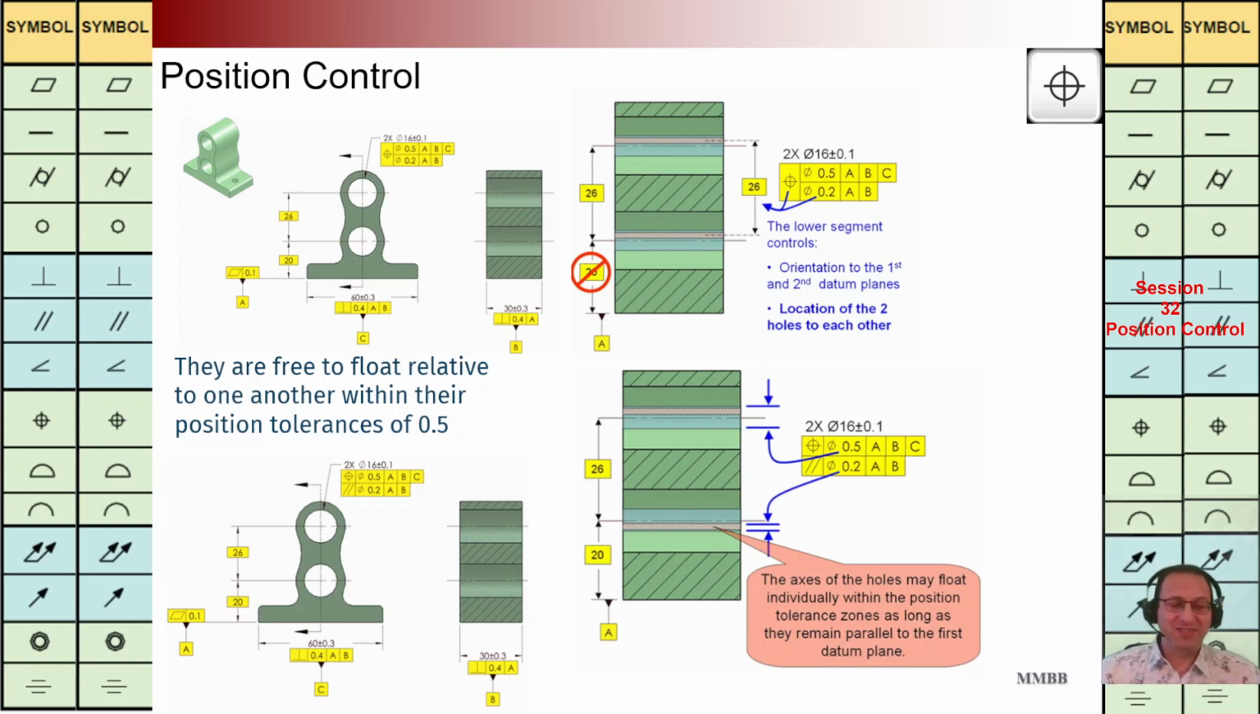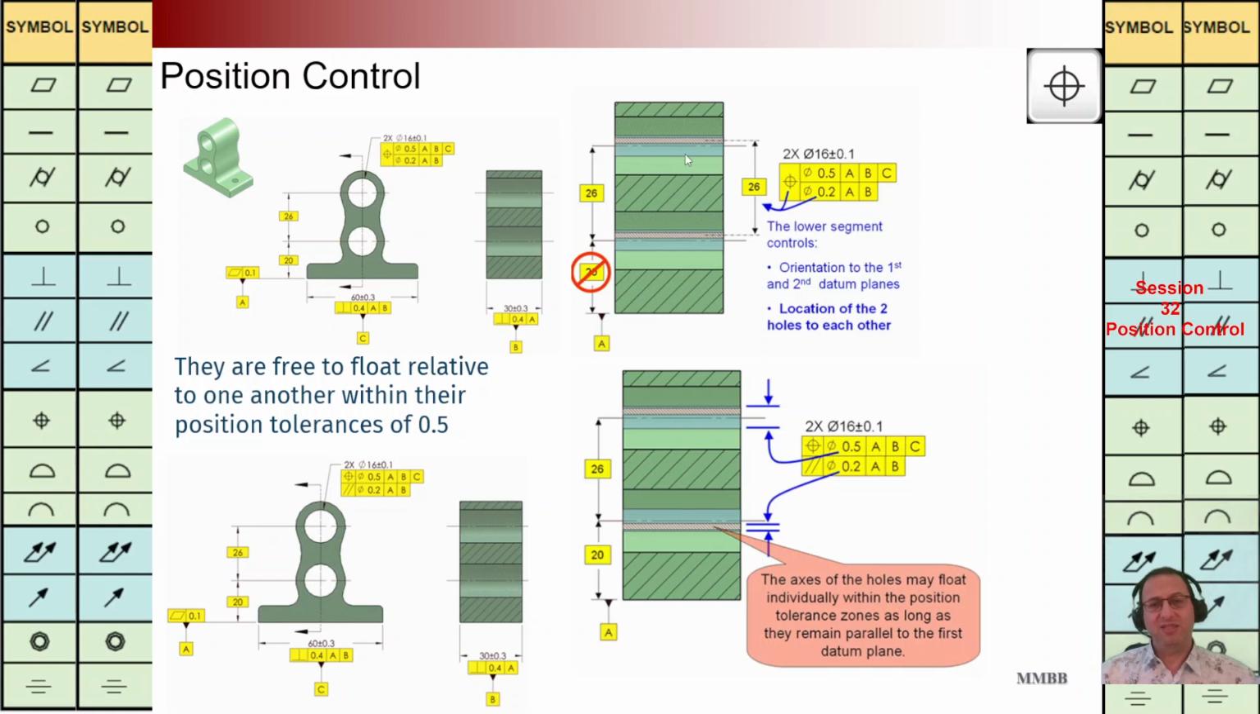Today we're gonna talk about position control. As you can see at top left, we have this component and we are going to have this composite positioning control. We are going to have a cylinder with a diameter of 0.5 back to ABC. A is this plane, B is this mid plane here, and C is this mid plane.